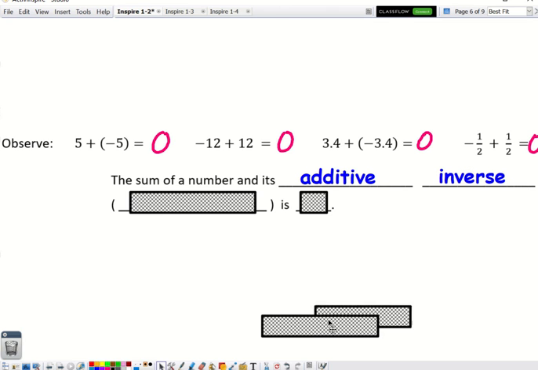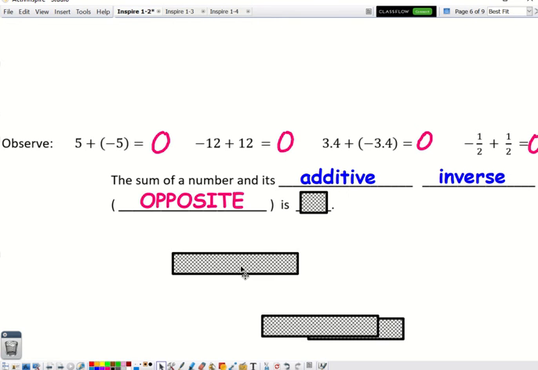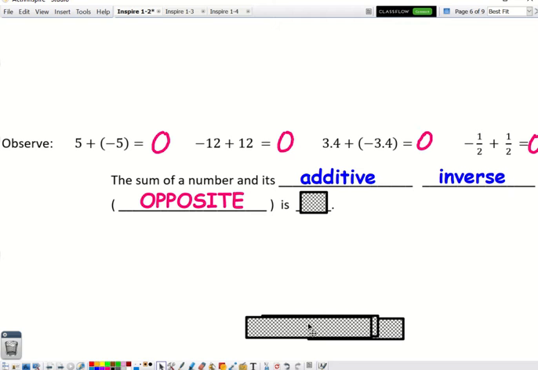additive inverse, in other words, what's probably the way more common term for additive inverse? It starts with an O. I used it already in this video twice. Opposite. So what do you get when you add a number and its opposite? You always get 0. Okay?